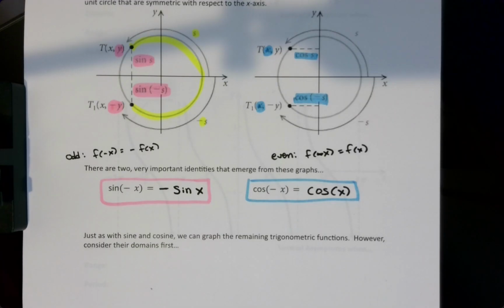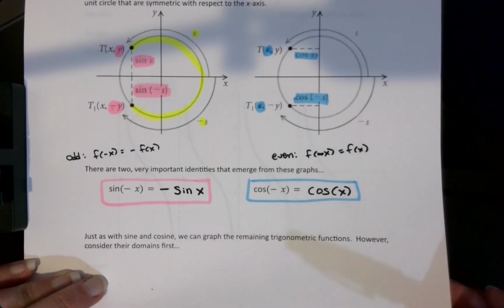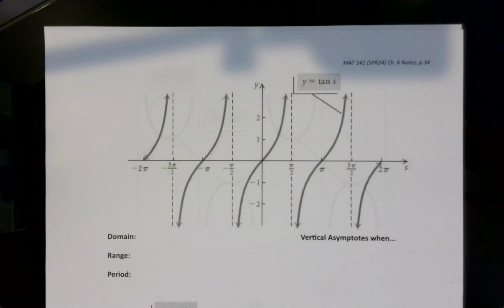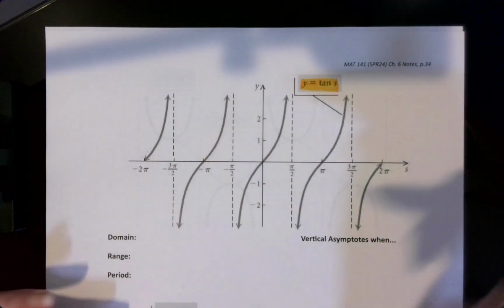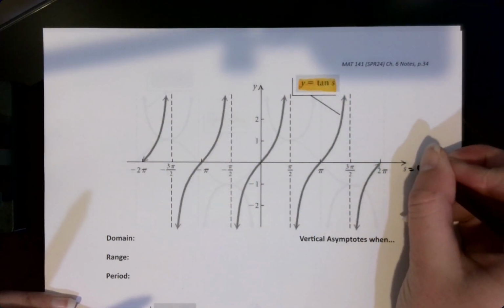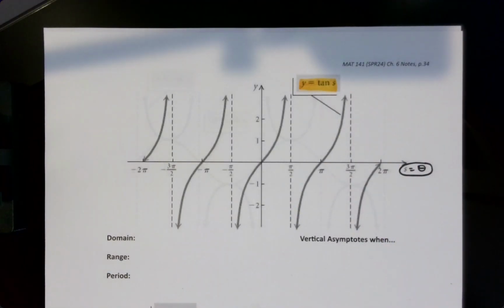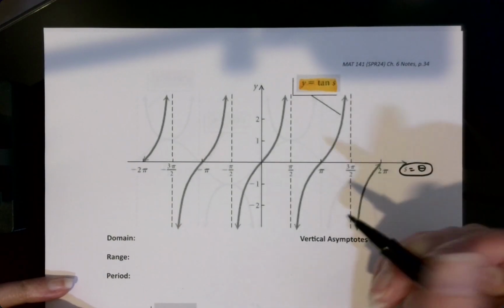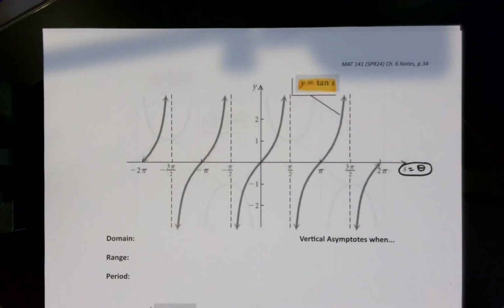Okay, and the bottom says, just as with sine and cosine, we can graph the remaining four trigonometric functions. However, we need to consider their domains first. So let's take a look at the tangent function. This is my graph of y equals tangent of s, where again, that input s is the angle. And if I look at the tangent function I can see that there are a lot of asymptotes.